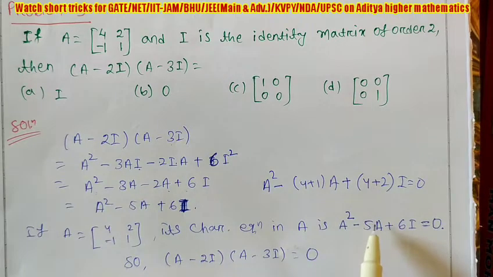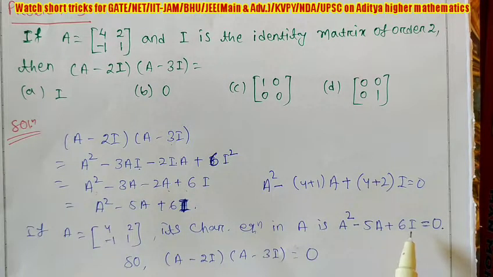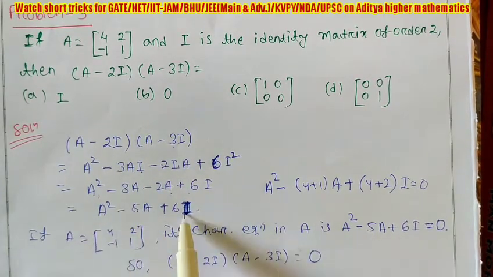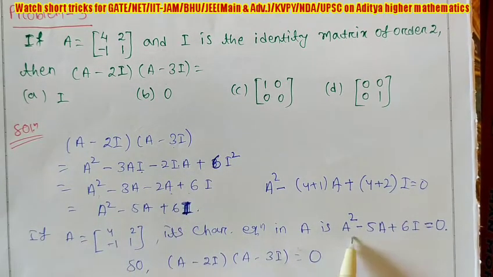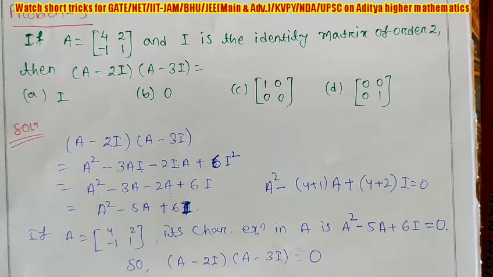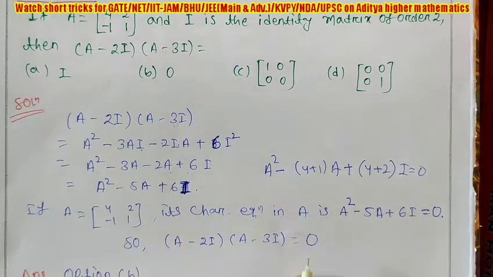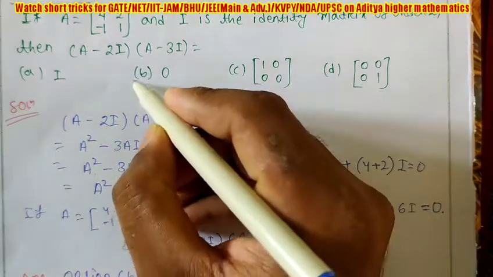And what we got for the characteristic equation is equal to that product. And we know that the characteristic equation, what I told in that subtract, its value is 0. And since its value is 0, the matrix polynomial that we got, its value is 0 only. Since it is 0, you can see option B is correct.